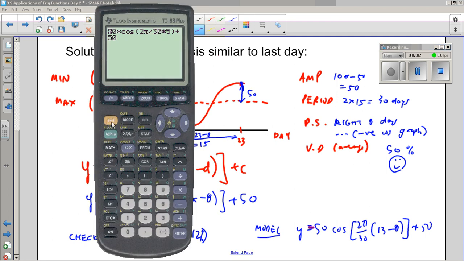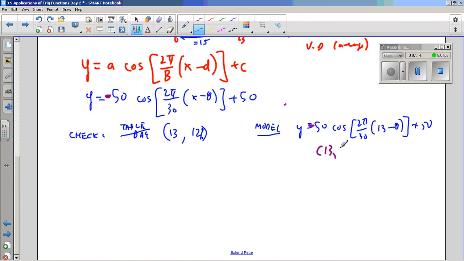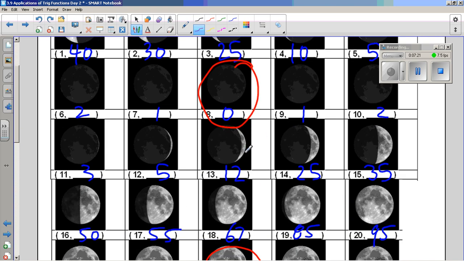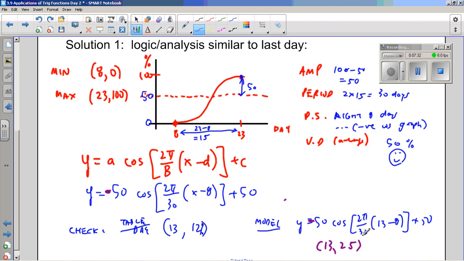So second function, insert a negative sign in there, and then let's just check and see how. 25. So the model says on day 13 that it's 25%. That little slice there is 25%. So notice that day 14 I said it was 25%, but who's right? Was my guess better, or was the calculated value better? Who knows? How accurate is this? Probably not that accurate, is it?